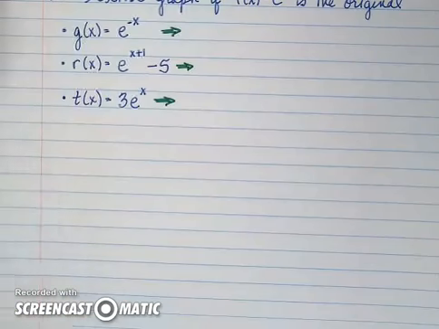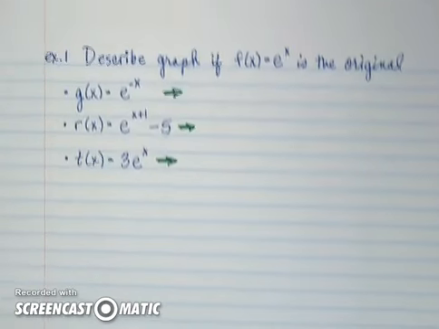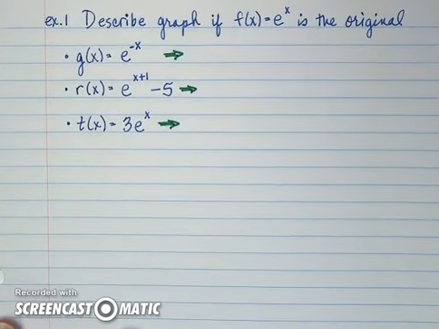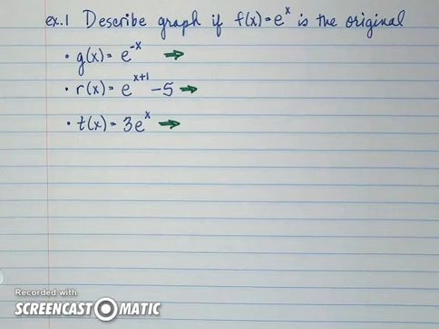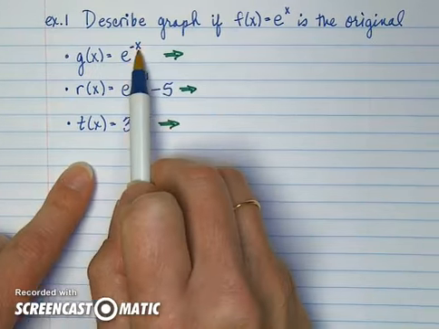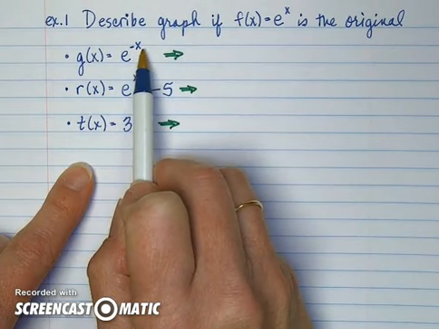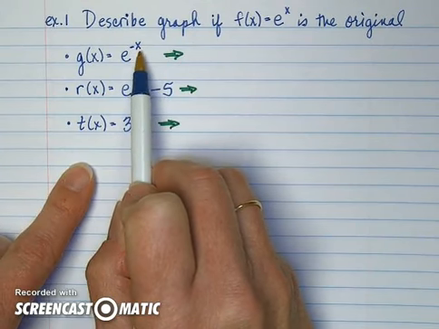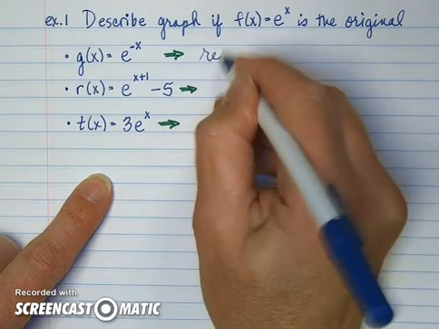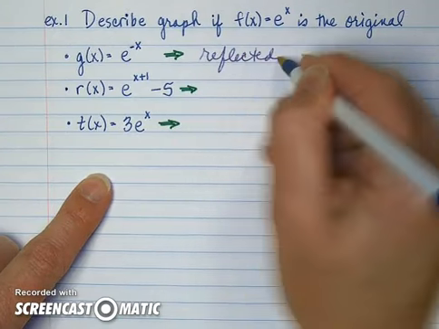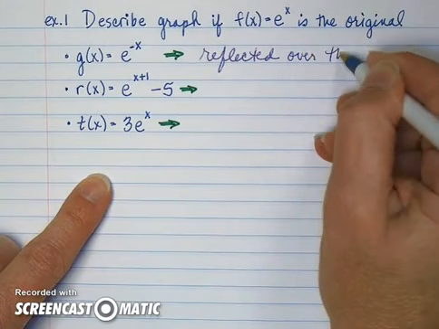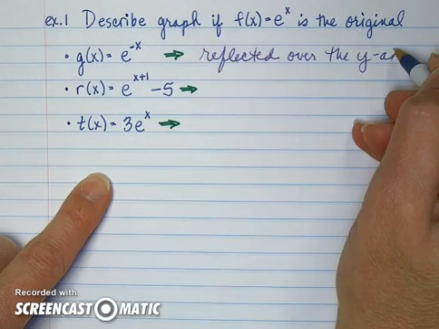Here are a few examples. If I wanted you to describe this graph, and the original function is e to the x, so this 2.718 to the x power, and I want you to tell me how it has been shifted. Well, this first one, if the x is negative, if you need to look back at your notes, that means that it is reflected over which axis? It's reflected over the y-axis. There we go.